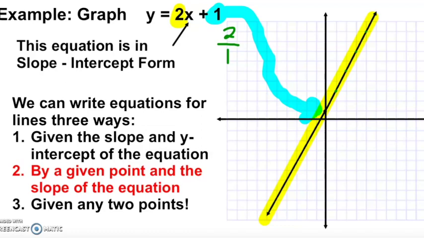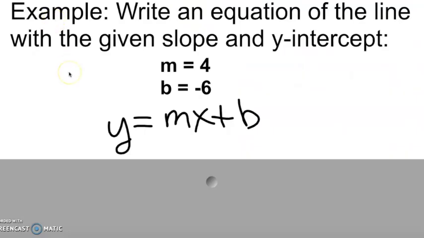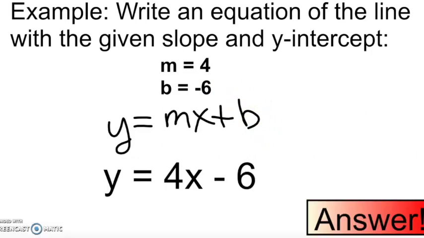So let's take a look at some examples. Write an equation of the line with the given slope and the y-intercept. The slope is 4, so the tiltiness of the line is 4, and that's our m. That 4 is going to go here. Then our b is -6, where it crosses the y-axis, so it's going to go here. So the equation of this line is y equals 4x minus 6. The m is 4, so these have to match, and the b is -6, and these match. So that's how we do this type of problem.